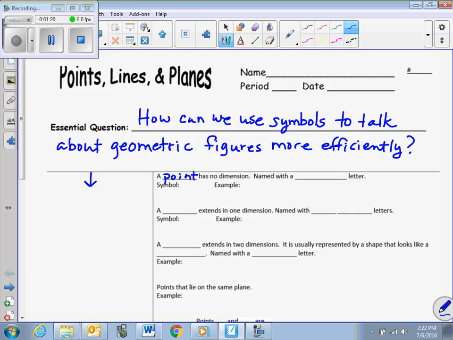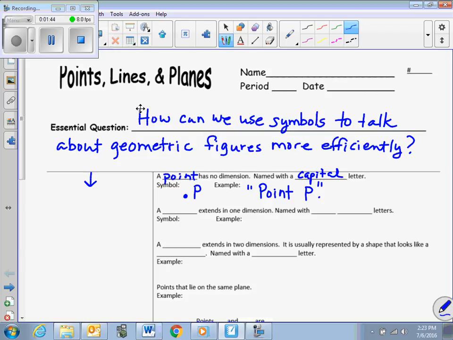All right, so a point has no dimension, and a point is always named with a capital letter. So, for example, if we have the point and it's P, then the way we would say that is point P.